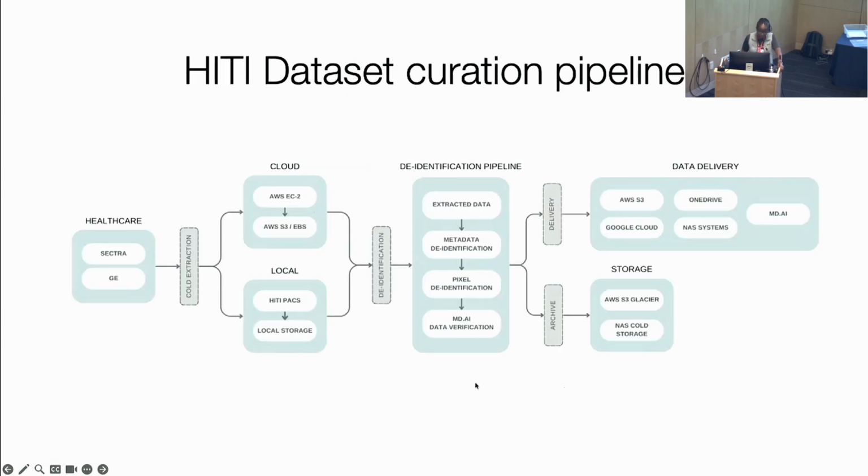So our own data curation pipeline, you can talk to Harry and Awez and Beatrice about this if you're more curious. We moved to Sectra, which is a PACS system. This is our storage system from GE, but we have data in both systems. Then we extract our cohort, and then we have a hybrid setup where one runs on the cloud and the other doesn't. And then we de-identify.